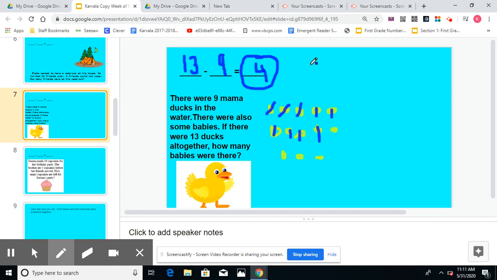I used my manipulatives. I drew a picture. I wrote a number sentence. Again, you can cross it out the way I did. You can just use a number line to get your answer. You can think about fact families like 4 and 9. Always go with 13. However you want to do it. All right, let's try one more.